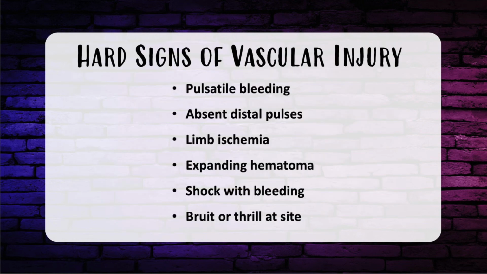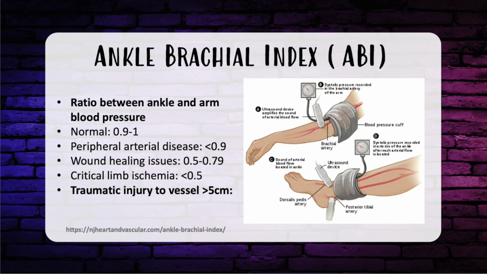Let's talk about vascular injuries now. Bringing us back to our vascular and gen surg days, the hard signs of vascular injury include pulsatile bleeding, absent distal pulses, limb ischemia, expanding hematoma, shock with bleeding, and finally, bruit or thrill at the site of injury. Next, let's talk about ABIs.